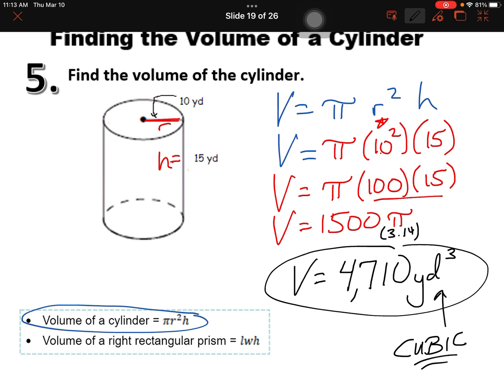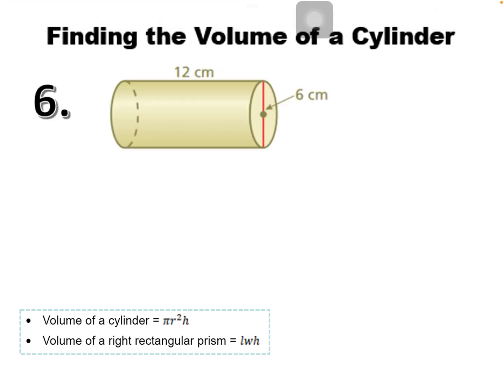You're finding capacity. For surface area, you're finding square units. That's also a big key to identifying what you're asked to find. If you see cubic units, you know it's volume. If it's square units, you know you're talking surface area.